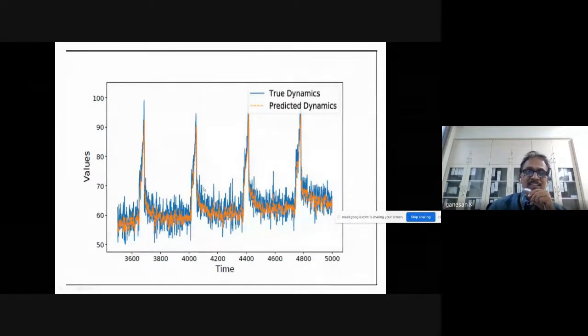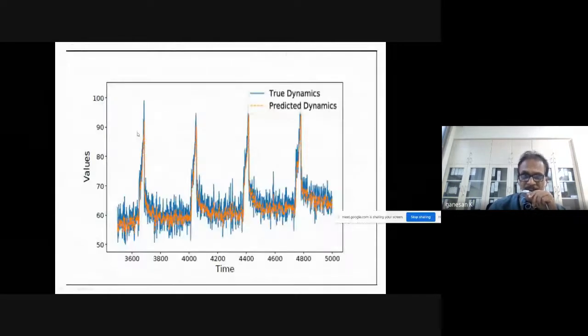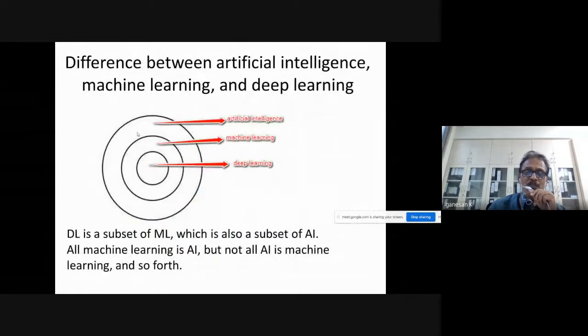And in fact, again, in this case, they have found that the amount of error between the model that you have generated and the model that has been generated using the neural network is only 3.88% and so on, right? So any doubts here? Otherwise, I will move on to the machine learning problem.